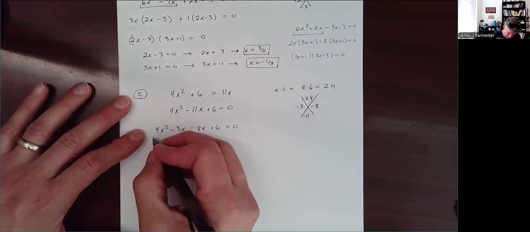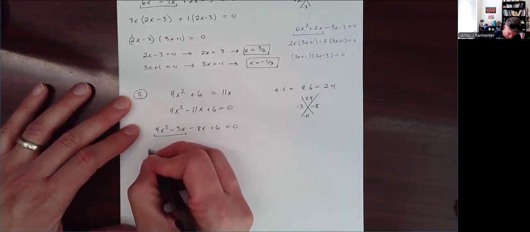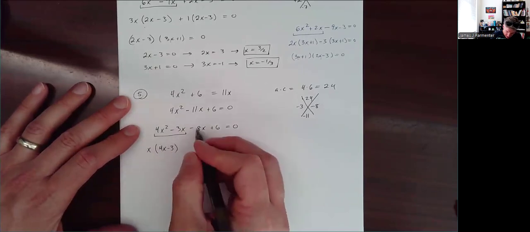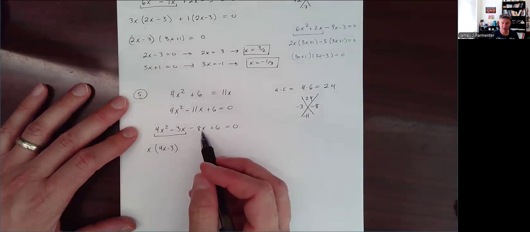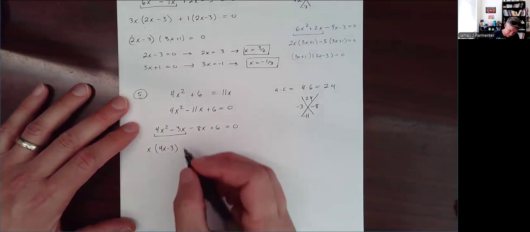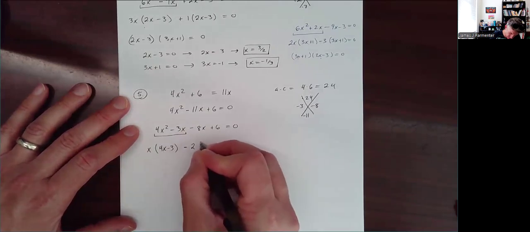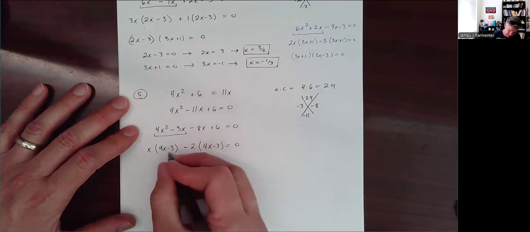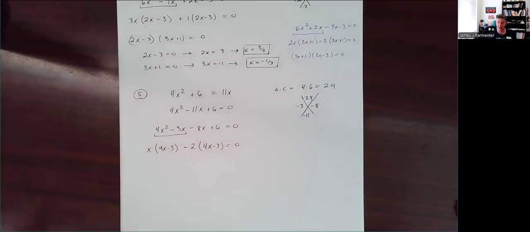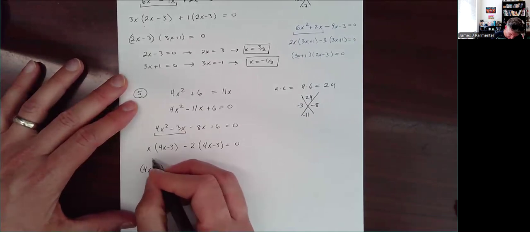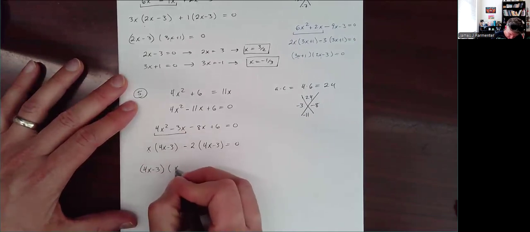So from the 4x squared minus 3x, I'm going to factor out just an x. I'm left with 4x minus 3. Here, I could factor out a 2, but if I factor out a 2, I'd be left with a negative 4x plus 3, and I want to be left with a positive 4x minus 3, so I'm going to factor out a minus 2, so I have a positive 4x minus 3. Because these two things, the leftovers, really have to match each other to continue. So then I have a 4x minus 3 factored out. I'm left with an x minus 2.